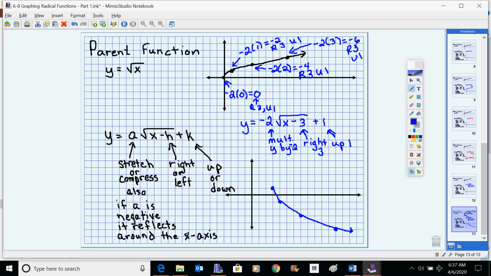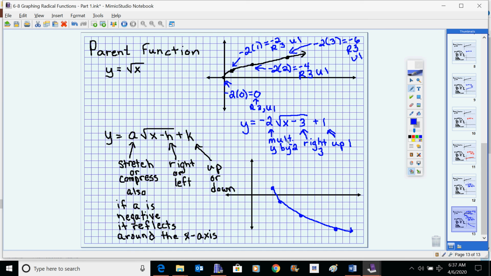You can do that. The other thing you can do, which is maybe a little bit easier, is first just find your 0 anchor point. Okay, so right 3, up 1. Do that, and then instead of going through the whole multiplying and moving, it's even just as simple to say, okay, I'm going to plug in a 4 now. 4 minus 3 is 1. Square root of 1 is 1 times -2 is -2 plus 1, and get your points just by a chart, if that helps you.